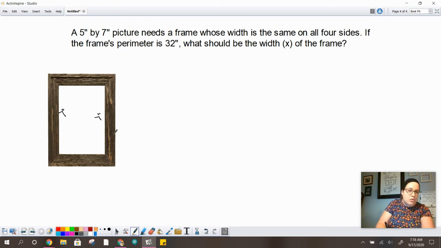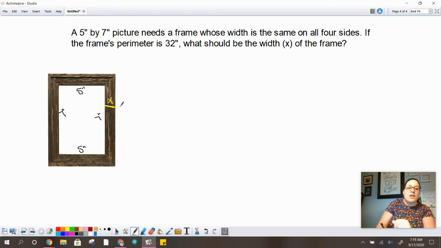So this is what a picture frame looks like. There's the outside of it, and the inside is where the picture goes. And then there's a thickness here that we are trying to figure out. We want to figure out what this yellow part is here. How thick is that? Okay, so I'm going to put an X because we don't know that. So we have 5 inches by 7 inches, and the whole perimeter here is 32.